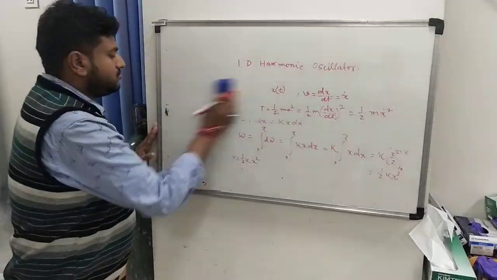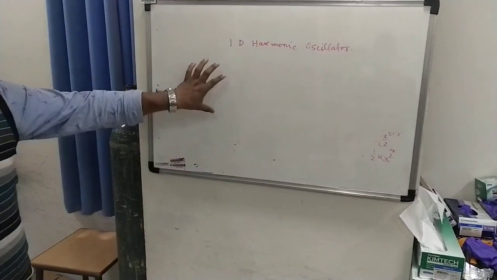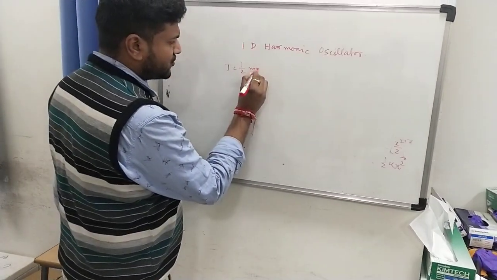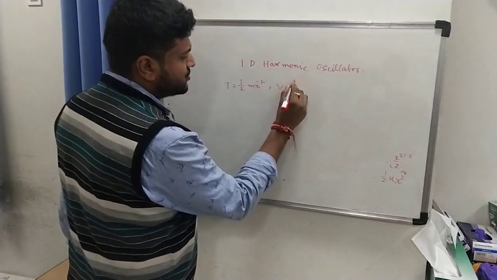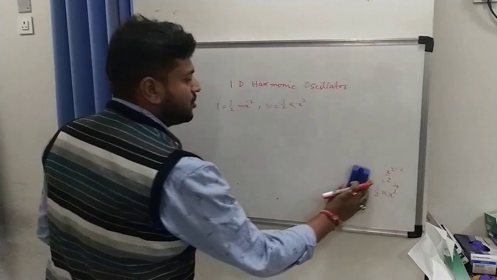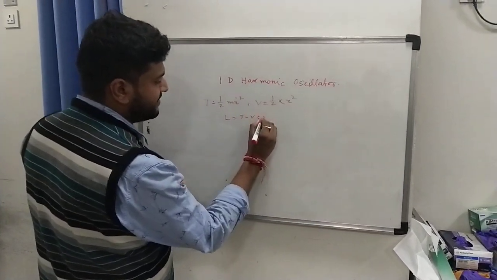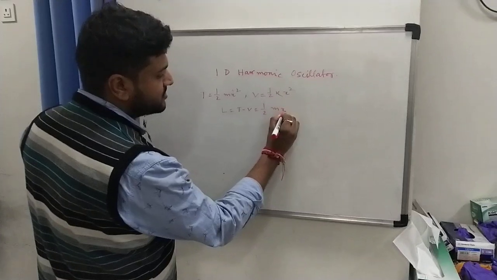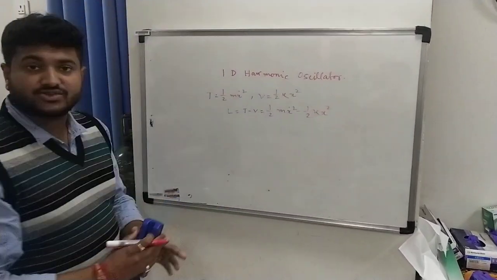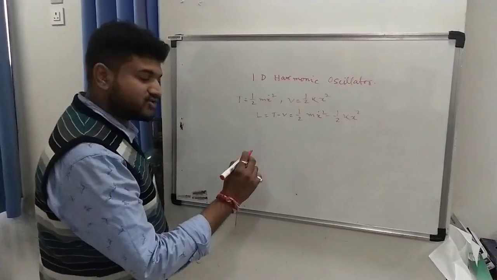So now we have the kinetic energy and the potential energy of this system: capital T equals half m x dot square and capital V equals half kx square. Basically the Lagrangian of the system is capital L equals capital T minus capital V equals half m x dot square minus half kx square. Here x is the only generalized coordinate, so we will get only one Lagrange's equation of motion, for the generalized coordinate x.